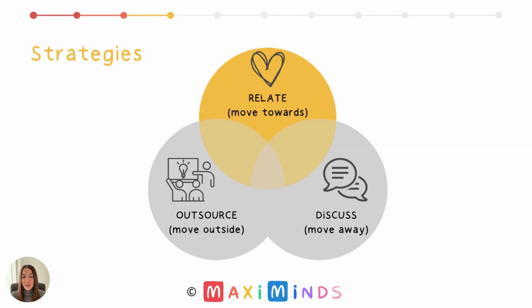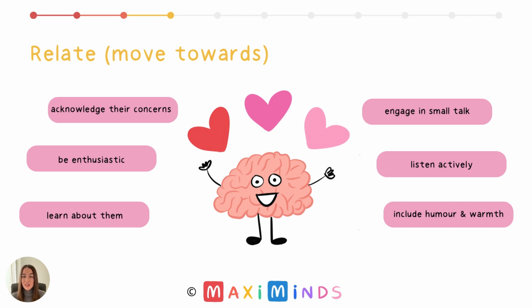So firstly, relate. This strategy is about really moving towards parents to build genuine connections with them, not just as a cushy, soft, that's-nice-to-do strategy, but because it has benefit for you to help properly understand and learn about parents and their children, your students. So relating and moving towards parents is really about learning about them, being genuinely enthusiastic to know about them, their home life, what their children are like at home, acknowledging their concerns and giving them that validation, engaging in small talk to develop your personal relationship with them as well, which can be advantageous, listening actively, and including humour and warmth that helps to build a more sustainable long-term relationship with them, given the year ahead.